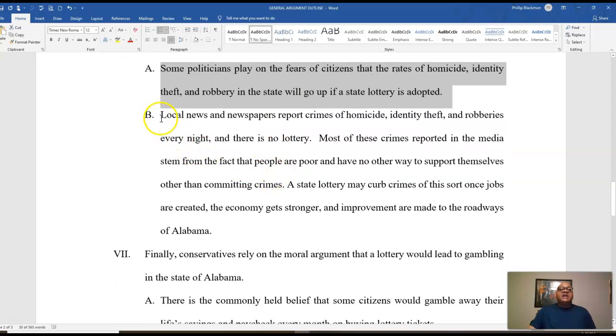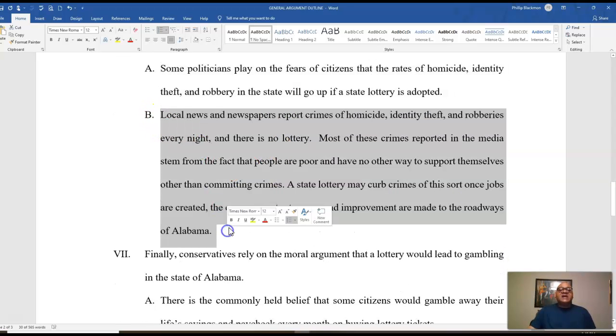But look at this. B is my refute. Write it down. B is the refute. This is where you're going to give me more than one sentence. You can write up to 3 sentences. I would rather you stay with 3 to 4 sentences, 3 sentences if possible, because it's an outline.